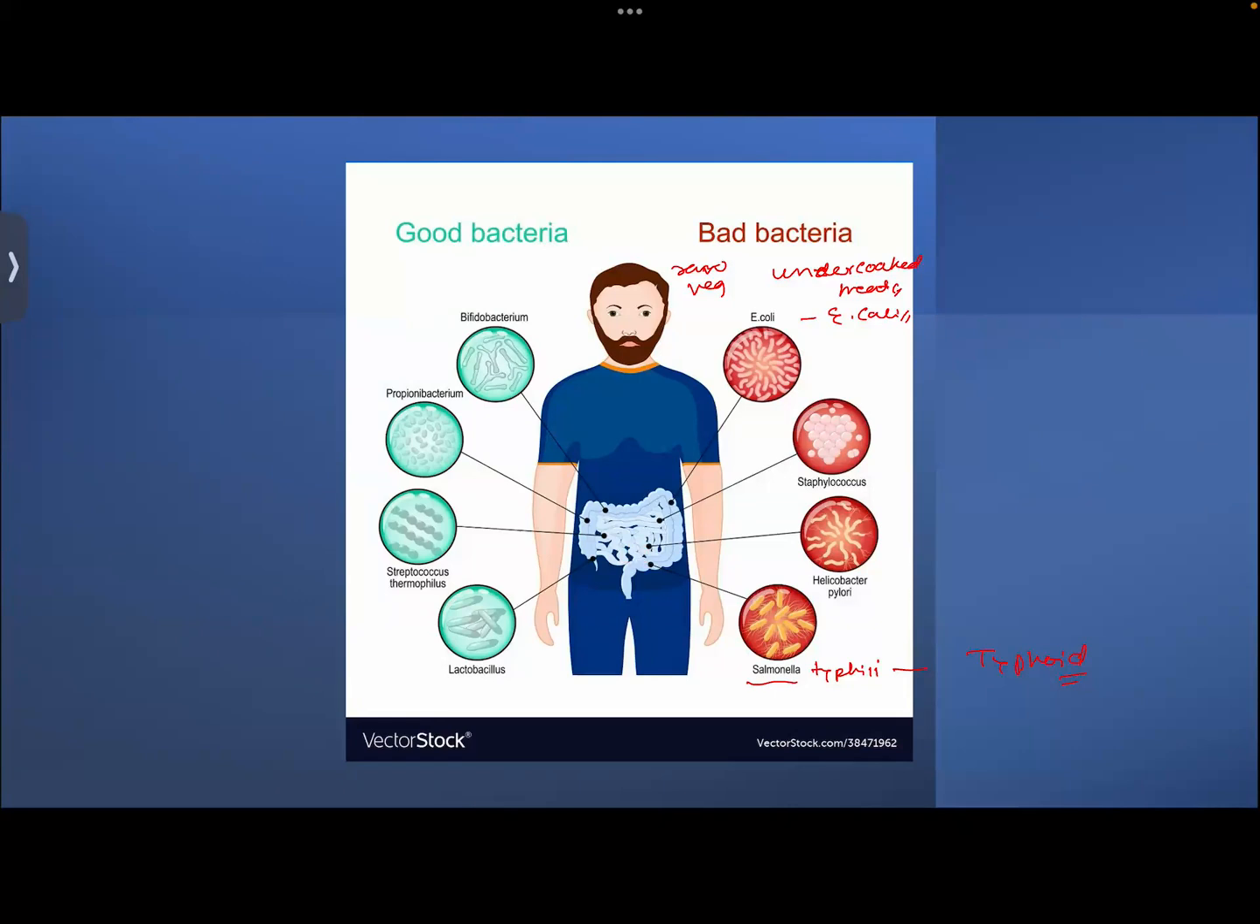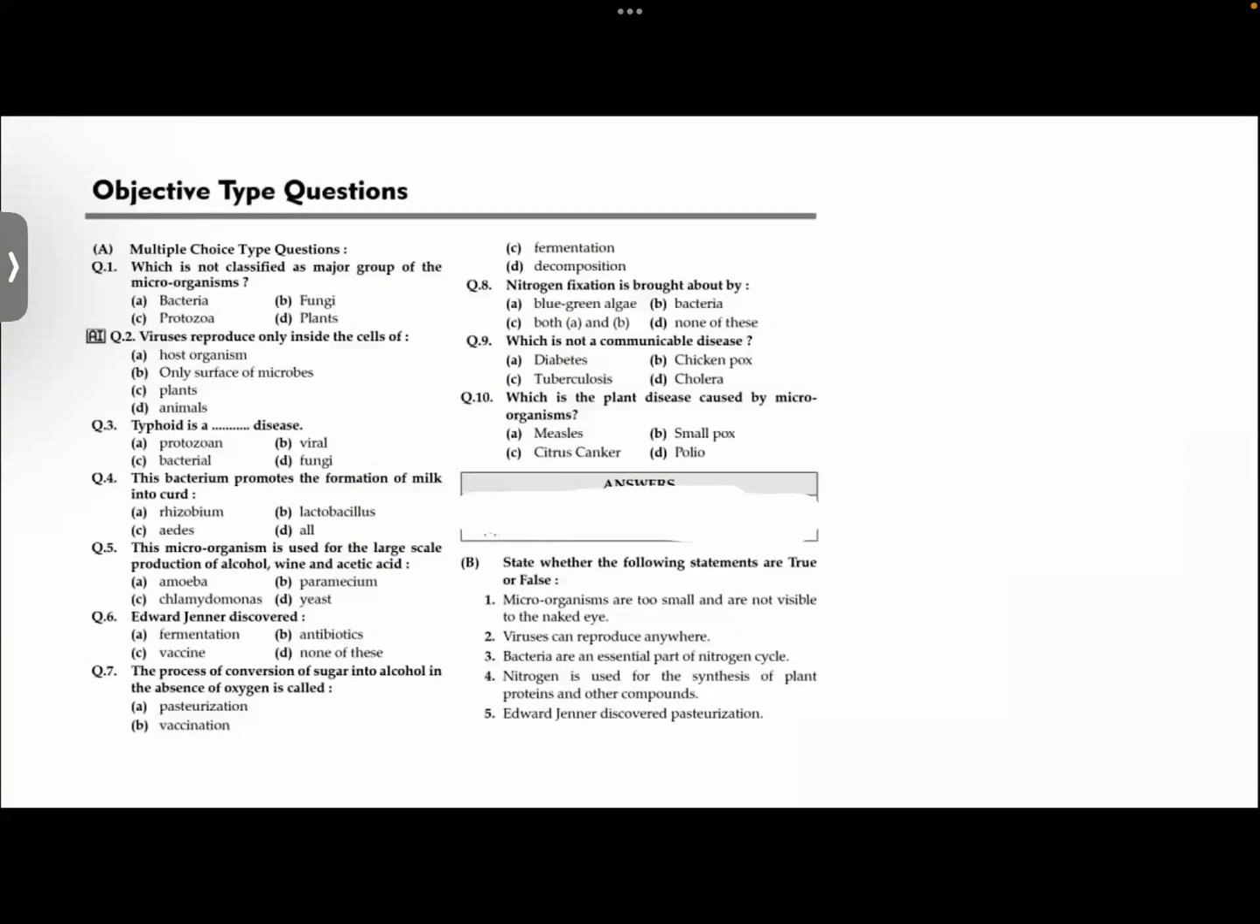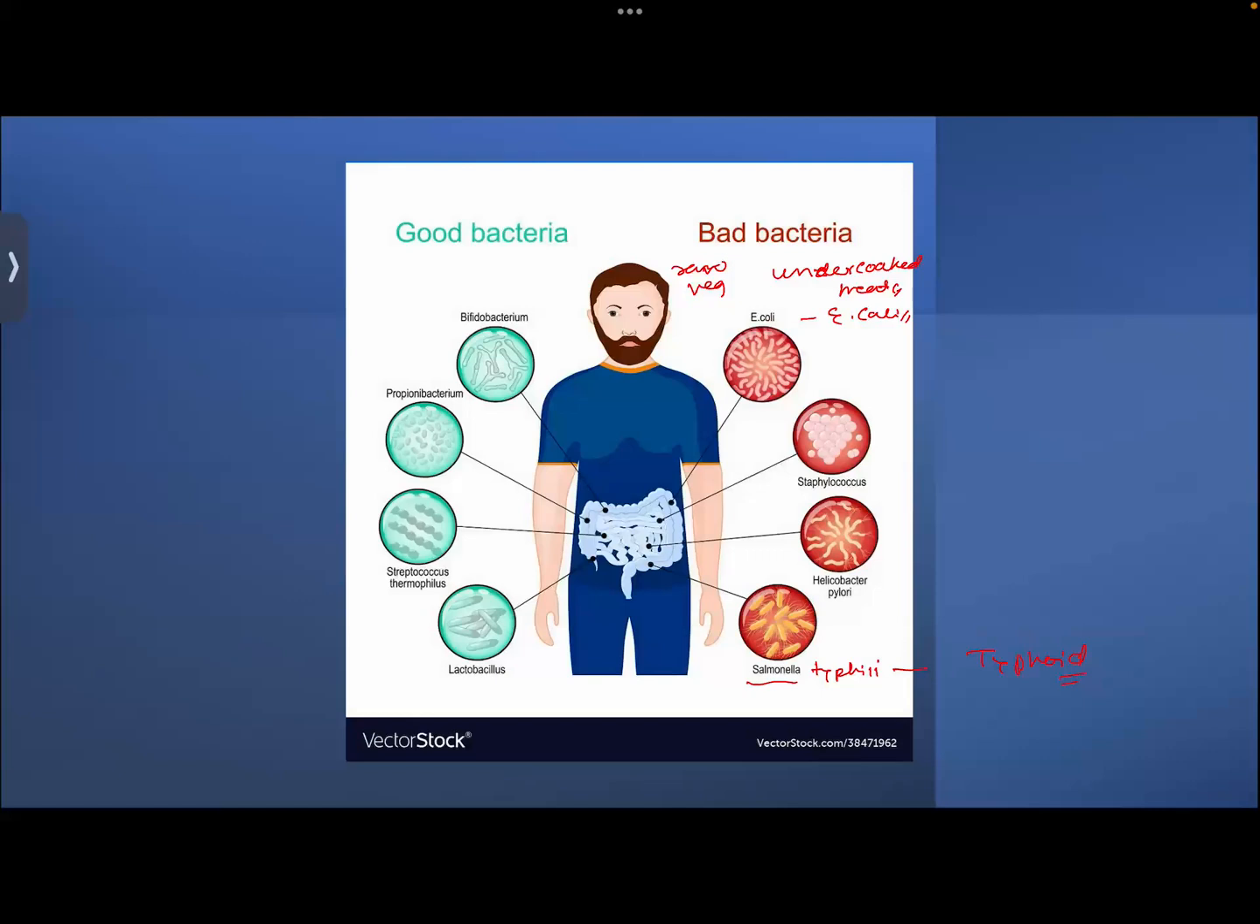Sir, is Vibrio present in the intestine of a human? No, no. Vibrio isn't found in the intestine. I don't think so. Okay, so here we have finished the chapter.